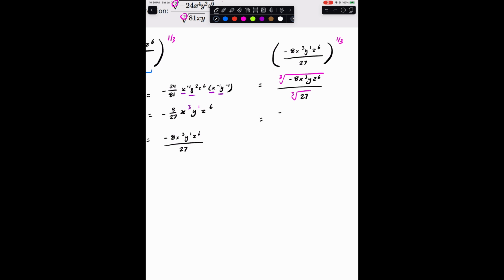The top becomes negative 2, right? We have 3 x's and we need groups of 3, so we can take 1 out. We don't have enough space for y, but there are 6 z's and we need groups of 3. So we have 2 groups of these z's we can make. And what's left is the cube root of y over 3. And there you go. That is our answer.